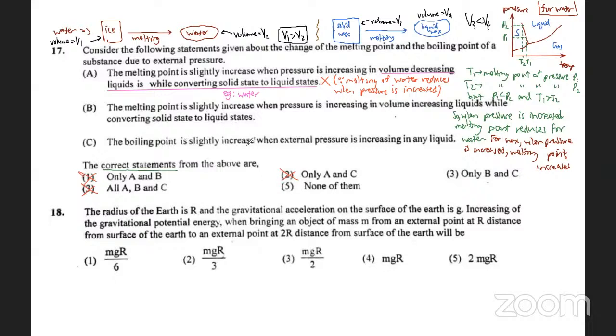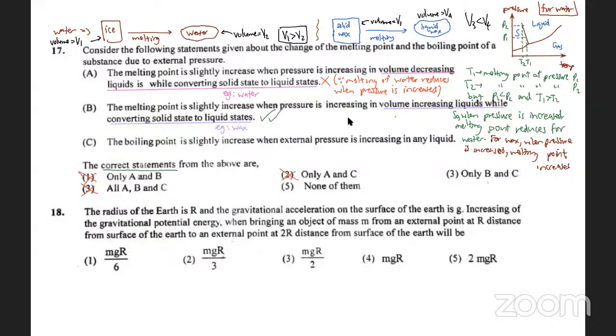B part, people. The melting point is slightly increased when pressure is increased in volume-increasing liquids while converting from solid to liquid state. Do you agree with B, people? They are talking about what liquid here? They're talking about wax, no? Volume-increasing liquids while converting solid state to liquid state means they are talking about liquids like wax. Example, wax. Is that correct? For wax, when pressure is increased, melting point increases. Yes, that's correct.